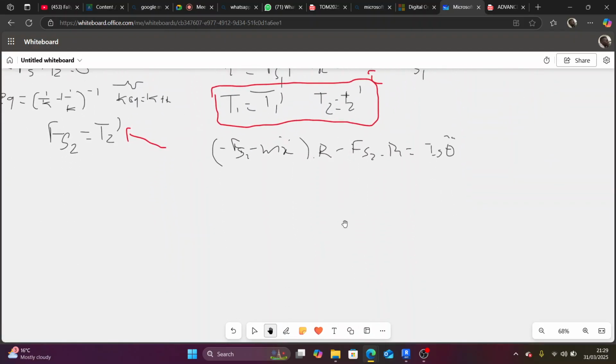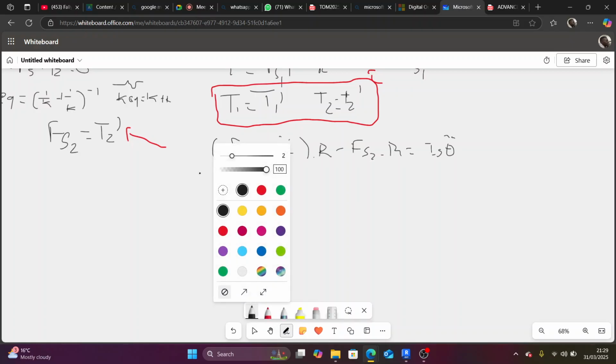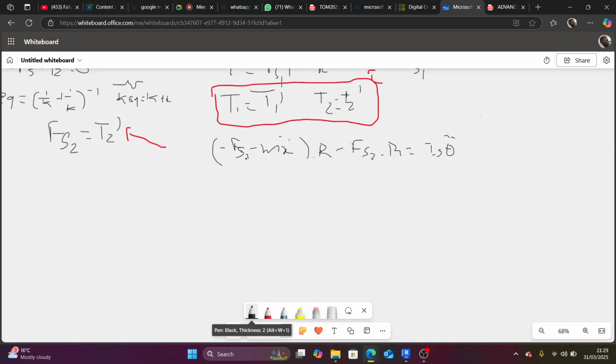Let's move, guys. You see, the energy method will be quicker and we can do something else as well. Now I want to move a bit fast. Remember, what is the spring force? It is k times x.